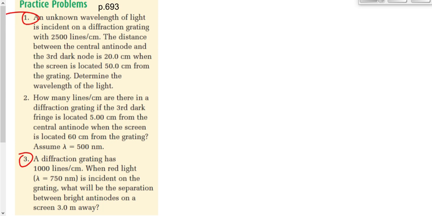Number 2, okay. We'll do all 3 of them. Number 1 says, an unknown wavelength of light is incident on a diffraction grating with 2,500 lines per centimeter. Right away when we see lines per centimeter, we're thinking not D, but rather 1 over D. The distance between the central antinode and the third dark node is 20 centimeters. That's going to be X. And L is going to be 50 centimeters. We're going to determine what N is here.